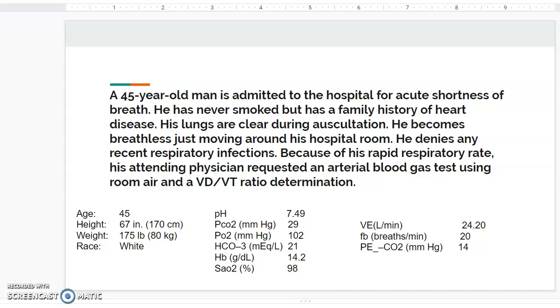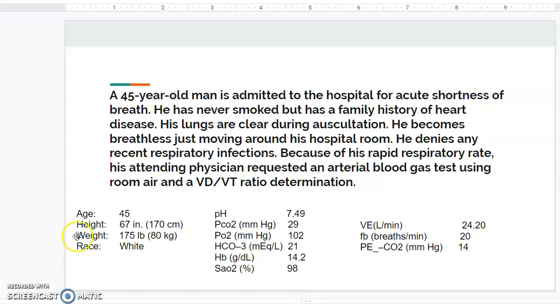Okay, we are going to look at this 45-year-old man who was admitted to the hospital for acute shortness of breath. He does not have a smoking history, but he does have a family history of heart disease. His lungs are clear during auscultation. He becomes breathless just moving around his hospital room. He denies recent history of respiratory infections. Because of his rapid respiratory rate, his attending physician requested an ABG using room air and a VD-VT ratio determination.